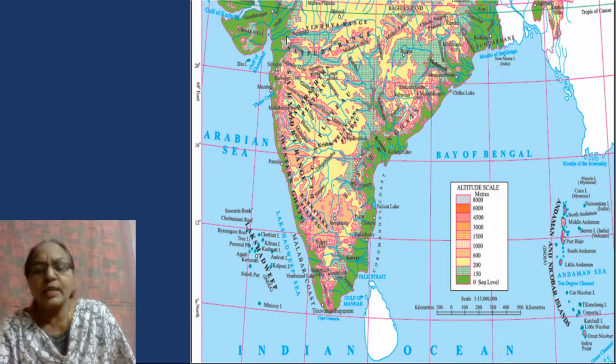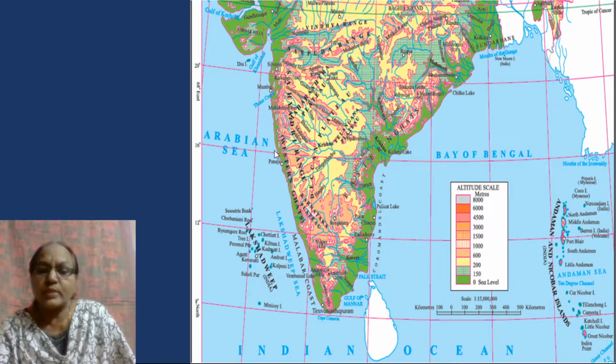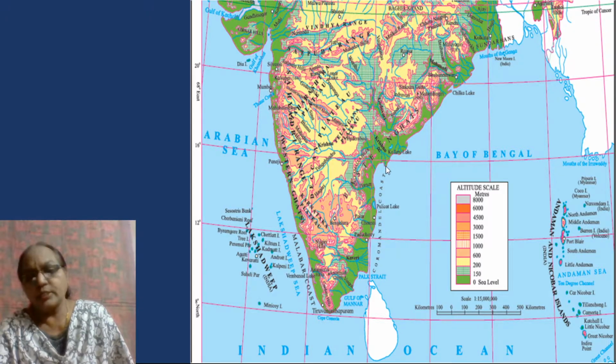If you look at the coastline, we have a very long coastline, about 7,500 kilometers. And you'll find the western coastline is more or less indented when we compare it with the eastern coastline. And look at the coast. When you compare the western coast with the eastern coast, we find the western coast is very narrow. The eastern coast is broad. The western coast borders the Arabian Sea. The eastern coast borders the Bay of Bengal.